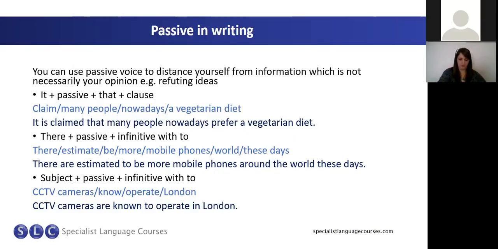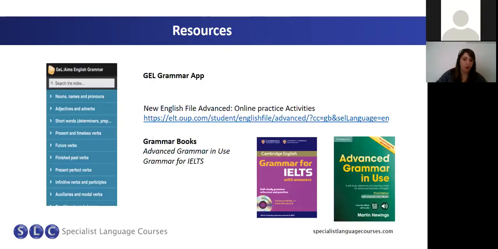So those are three main areas that we've looked at today. And we also have some suggestions for resources. There are many grammar websites and books. The ones that I've recommended today, you can use the GEL, Guided E-Learning Grammar app. Once you are a student with SLC, you have access to the IELTS online resource library, and there is also a grammar app you can use on your tablet or phone to go with this.